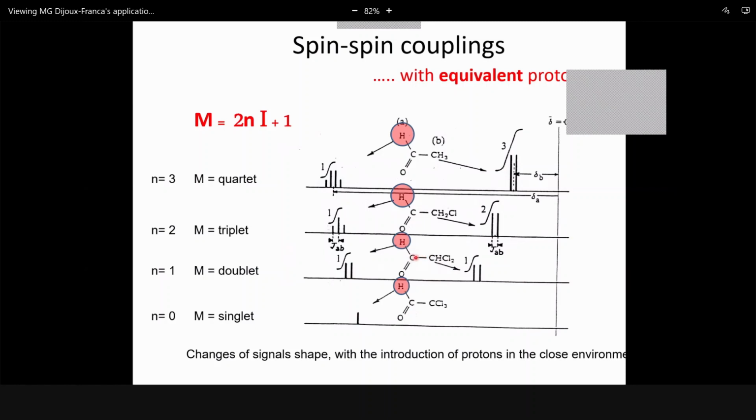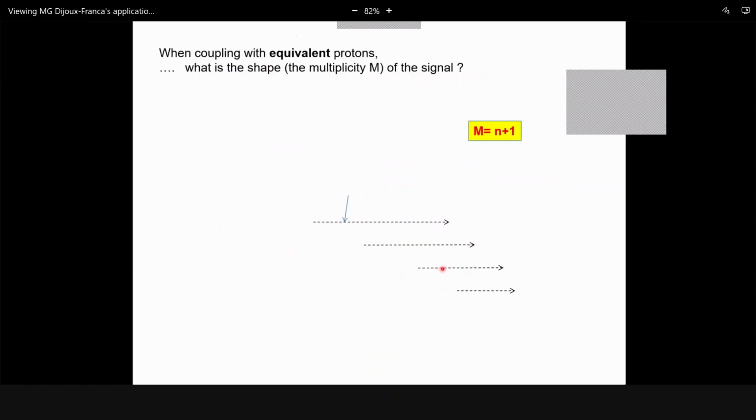That means coupling through the chemical bonds. So here, this value, I can measure it here in this picture, but I know that this value corresponds to the strength of the coupling between the two groups of protons. So this is called the coupling constant. So just go back to the multiplicity to understand.